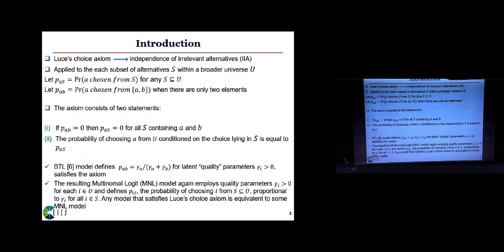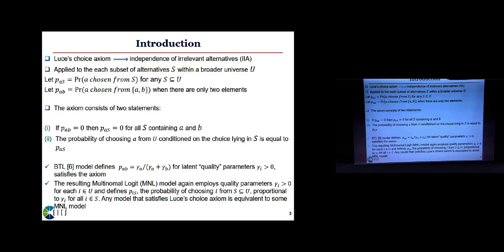One of the most important of these axioms is Luce's choice axiom, which is known as the independence of irrelevant alternatives. If, for example, we apply this axiom on a subset of alternatives S within a broader universe U, we want to define some probabilities. Let P(A,S) be the probability of A chosen from the set S, where S is a subset of U, and P(A,B) is the probability of A chosen from the set {A,B}, when, for example, we have two elements.